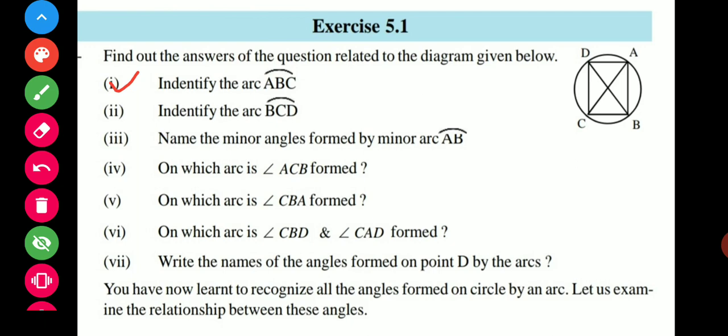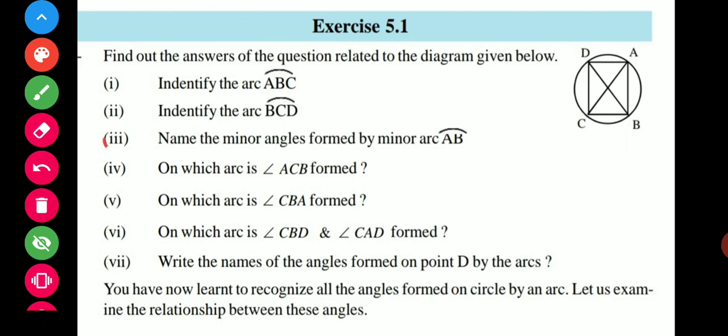As you know, arc ABC is this one arc. You can draw like this. Now come to the, it is only one by one figure. Don't write in one figure. You make separate figure for separate portion. Now come to the second, identify the arc BCD. Where is BCD? That is the BCD. This arc is BCD. So you can draw this type.